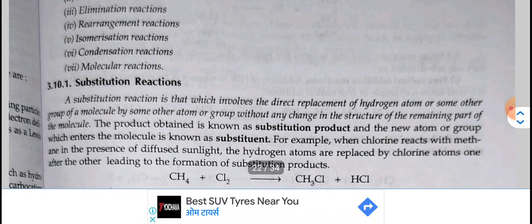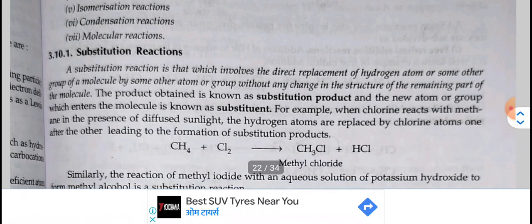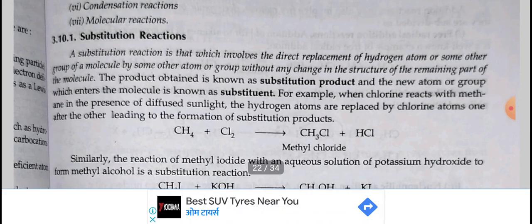First, substitution reactions. A substitution reaction is one which involves the direct replacement of a hydrogen atom or some other group of a molecule by some other atom or group, without any change in the structure of the remaining part of the molecule. The product obtained is known as the substitution product, and the new atom or group which enters the molecule is known as the substituent. For example, when chlorine reacts with methane in presence of diffused sunlight, the hydrogen atoms are replaced by chlorine atoms one after the other, leading to formation of substitution products.